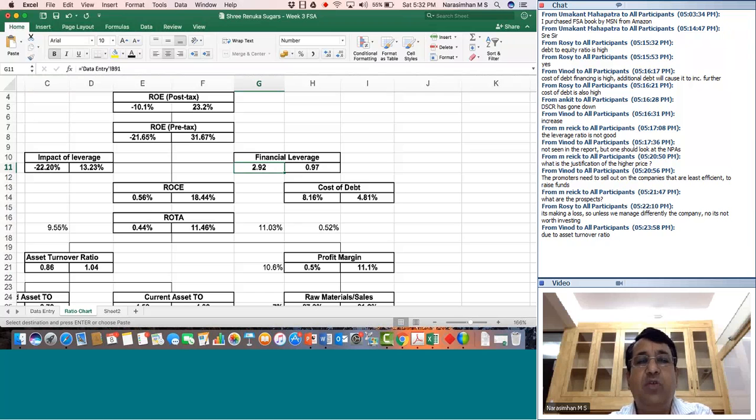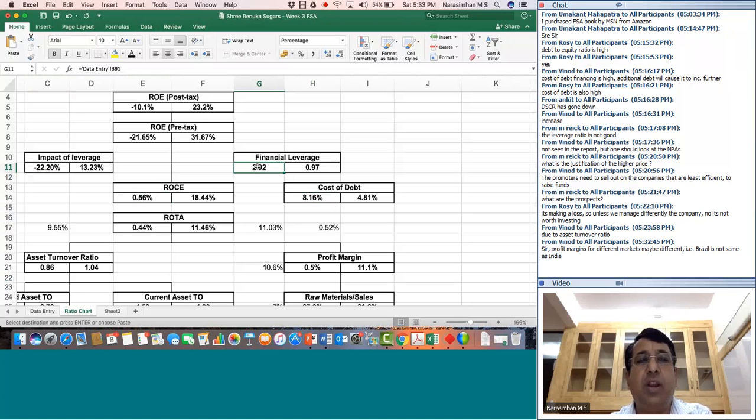The difference between the return on capital employed and the cost of debt gives you the spread you get by using the debt. Debt is an advantage as well as a disadvantage. Debt is beneficial as well as a risk for you. If the spread is negative, it is a risk. If the spread is positive, you stand to benefit from the debt. In this particular case, the spread is negative. 0.56 minus 8.16 is a negative.